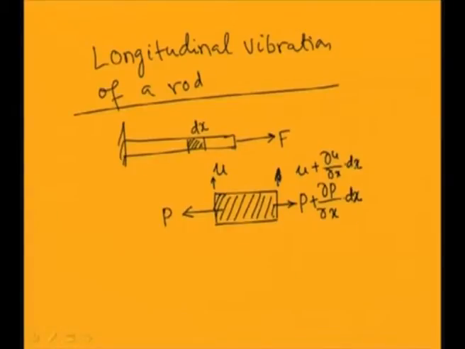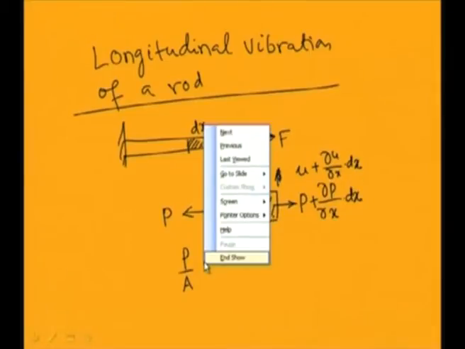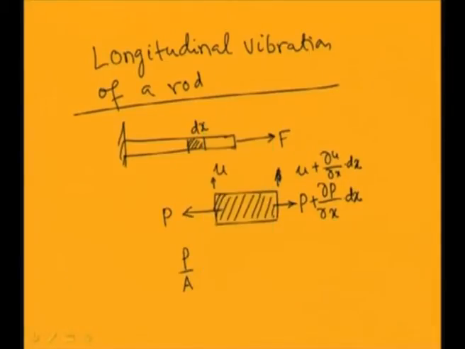So the strain of this section due to this vibration will be equal to del u by del x. So the strain is del u by del x. So I can write this P, or the stress, P by A is the stress. So the stress by strain equals E. So I can write the stress equal to E into strain, that is equal to E into del u by del x.